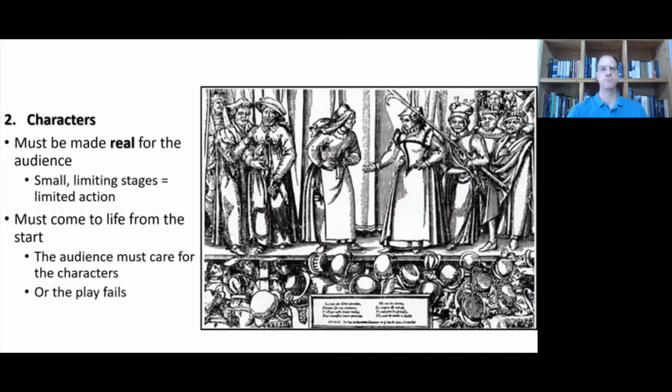Second, characters must be made real for the audience. A stage is small and limiting, so there's not much room for action, but the characters must come to life from the very beginning. The audience must care for the characters in some way, or the play fails.